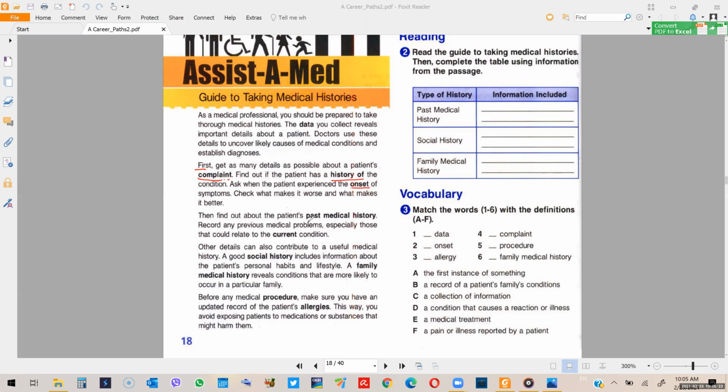Then find out about the patient's past medical history. Record any previous medical problems, especially those that could relate to the current condition. Other details can also contribute to a useful medical history. A good social history includes information about the patient's personal habits and lifestyle. A family medical history reveals conditions that are more likely to occur in a particular family. Before any medical procedure, make sure you have an updated record of the patient's allergies. This way, you avoid exposing patients to medications or substances that might harm them.